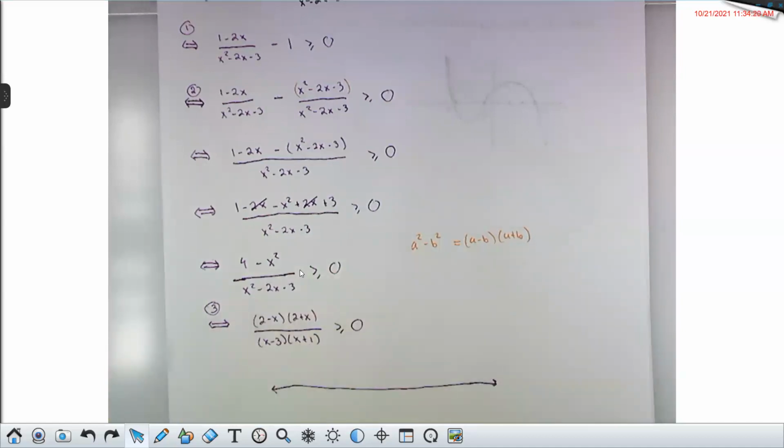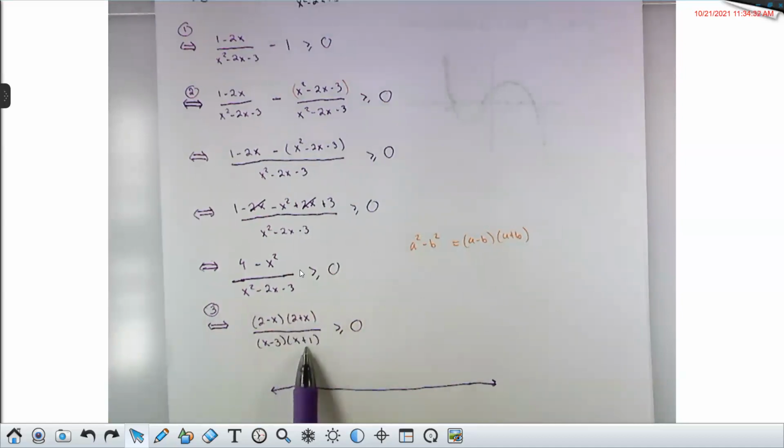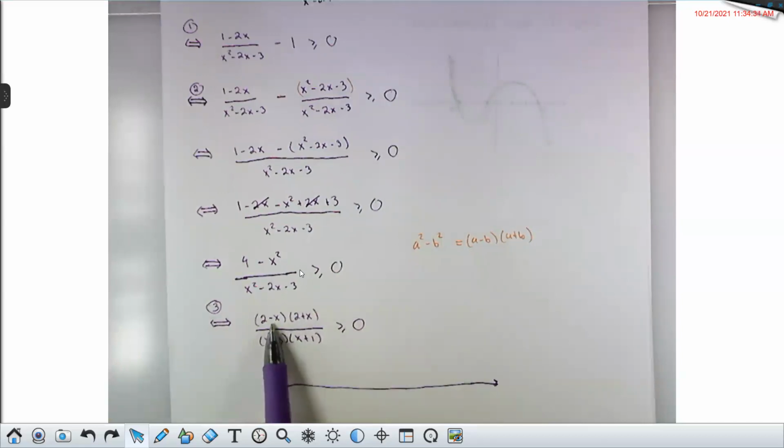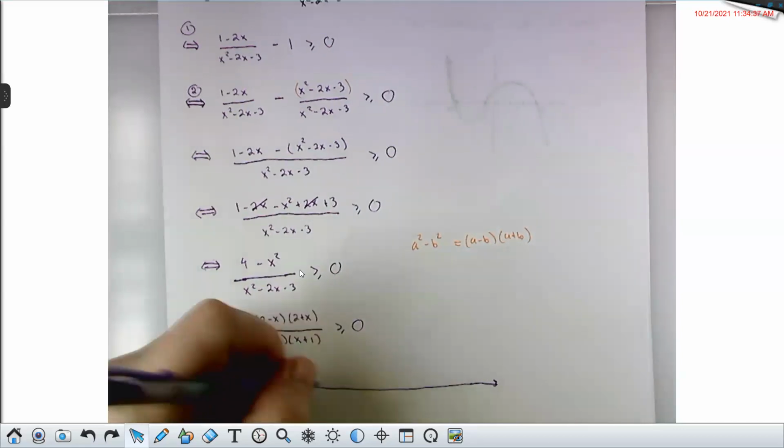What do we have for cut points? 2, -2, 3, and -1. Very good, very good. -2 from this, -1 from this, +2 from this, +3 from this.